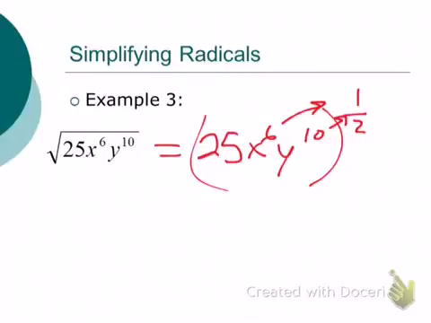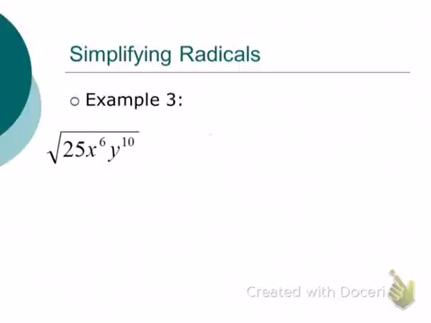So we're taking the square roots of variable expressions. The even exponents are going to work nicely. The odd ones won't work as well. With the odd ones, we're going to have a remainder, something left over inside the radical symbol. For even exponents, everything is going to work out perfectly. All right, so what's the square root of 25? 5. The square root of x to the 6th, half of 6 is 3. Half of 10 is 5, and we're good.